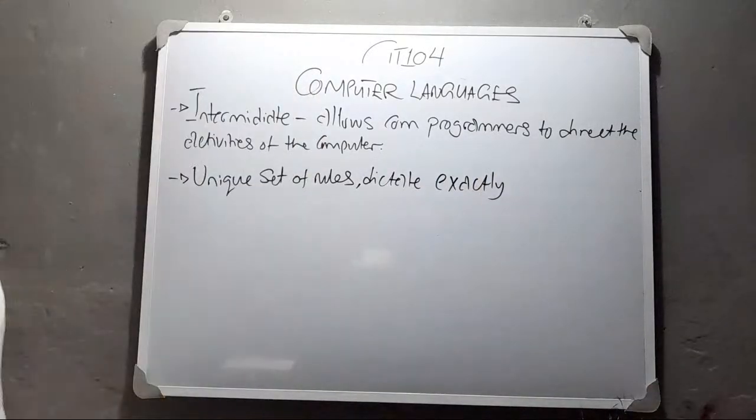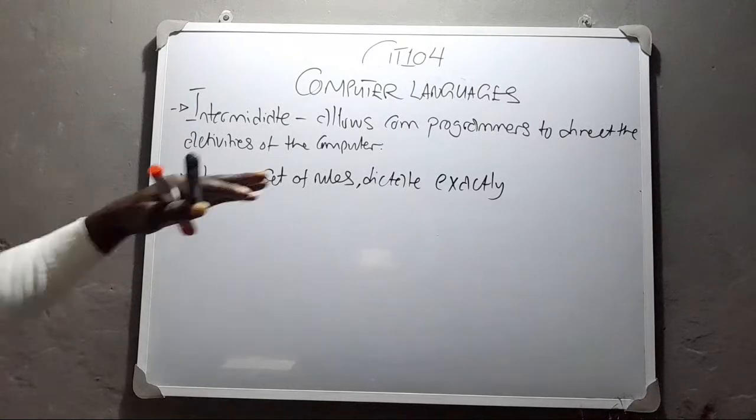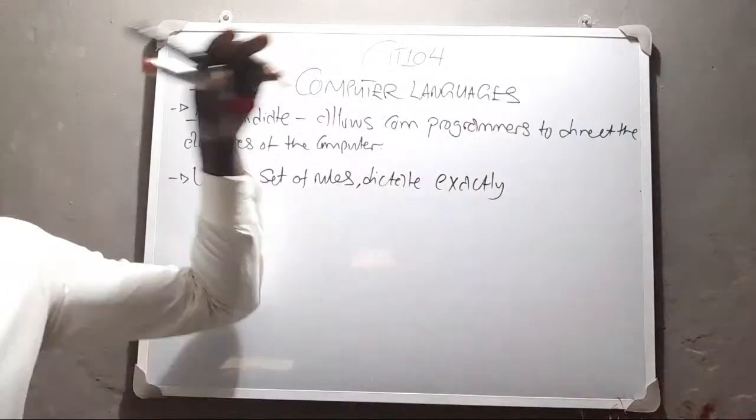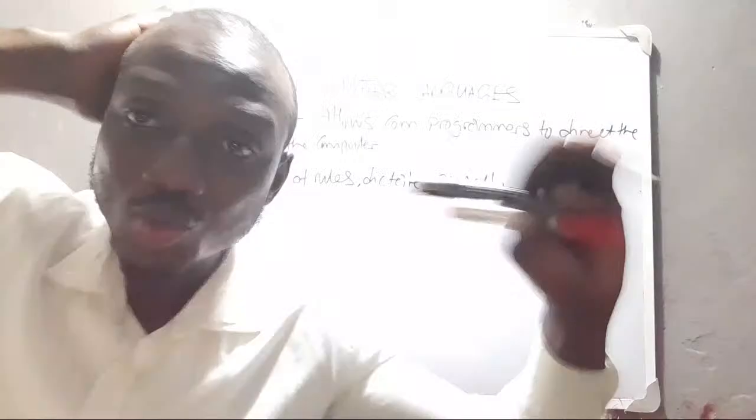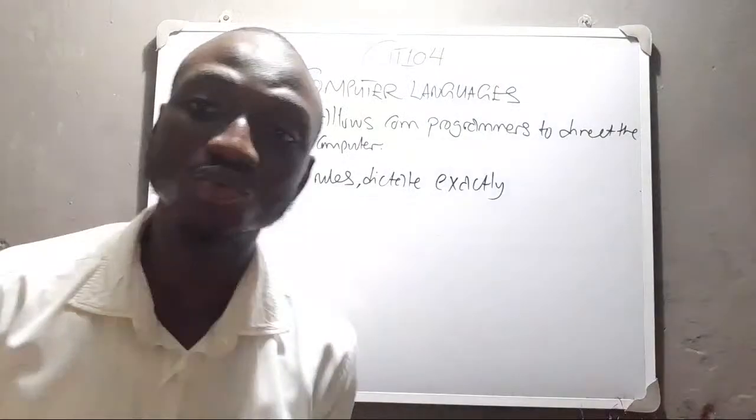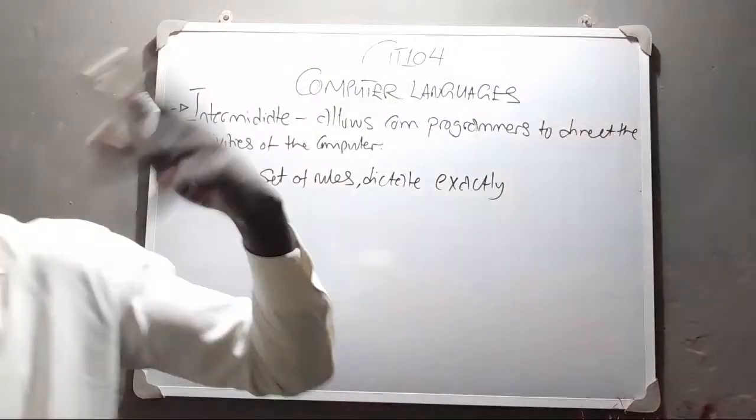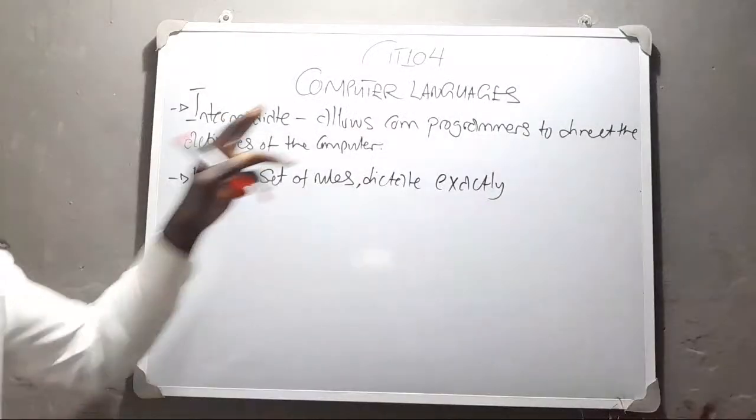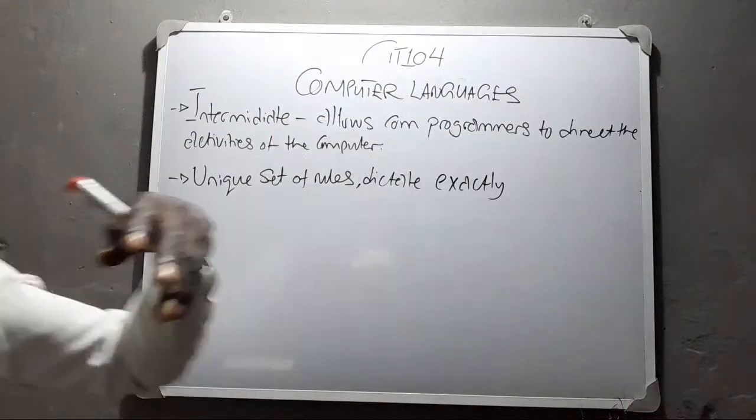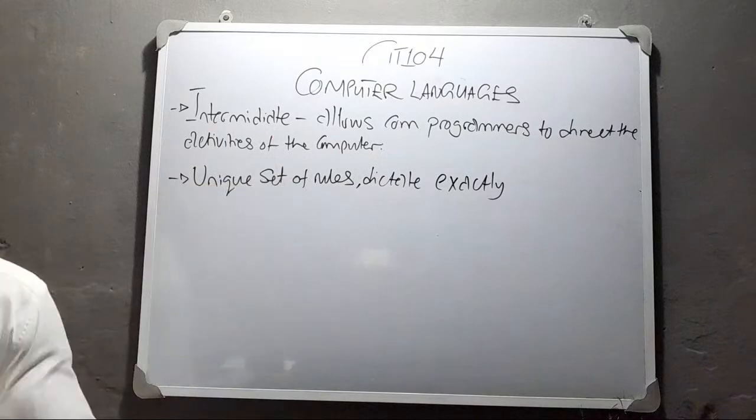It dictates exactly how a computer programmer should direct the computer. Now, it is both ways. It tells the computer what to do, and it tells the computer programmers what to do and what not to do. So it's both ways. There are some things you tell the computer to do, and there are some things you cannot tell the computer to do. So this language, the intermediate language, affects both the users and the computer.